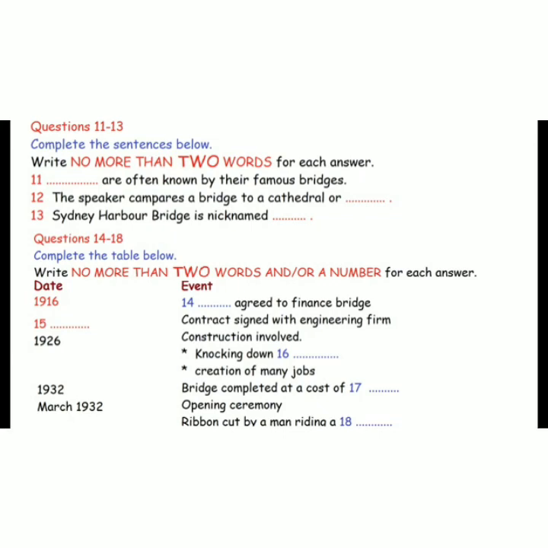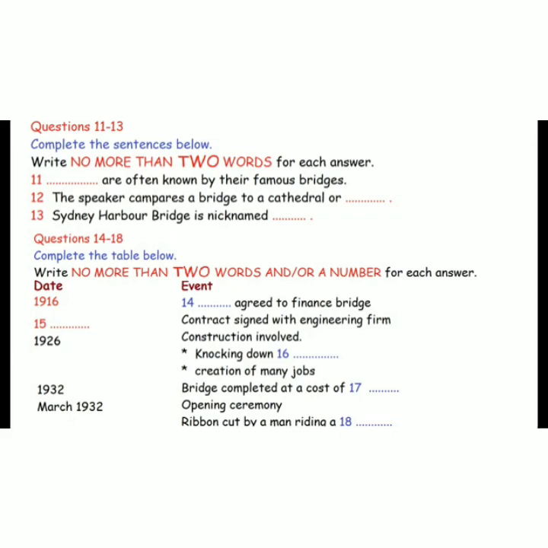It was built back in the 1930s, and so the bridge is coming up for a significant birthday. Let's have a little look at its history. Although the idea of building a crossing over Sydney Harbour had been discussed many years earlier, it wasn't until the year 1916 that the state government agreed to allocate some money for the construction of a bridge.